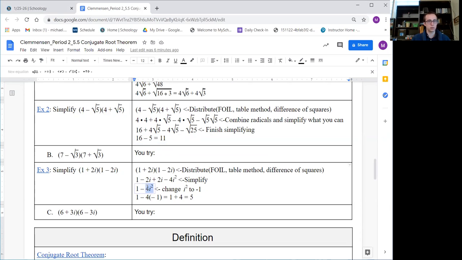Same thing down here with the negative 4i squared. Because i squared equals negative 1, I can change that into a negative 1 and get a whole number. And so this is part of our conjugate root theorem, in that these are called conjugate roots, right? They are opposites of each other in the fact that when I multiply them together, the i's go away, right? And when I multiply these two together, I get a whole number, right?